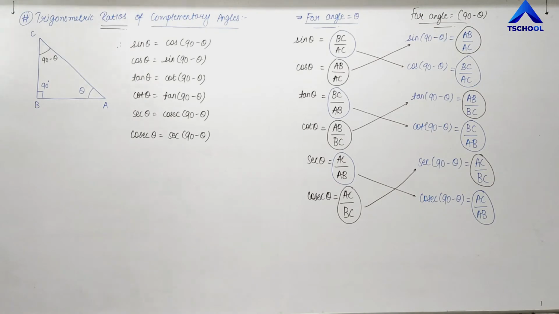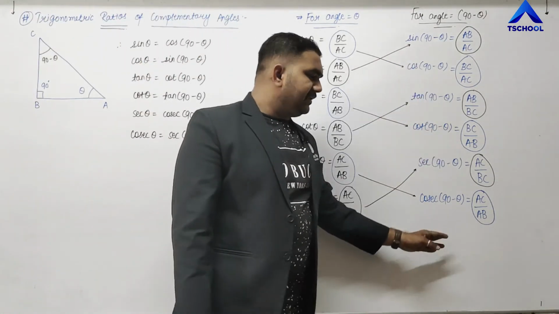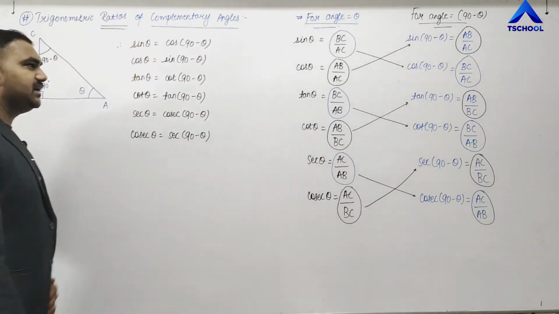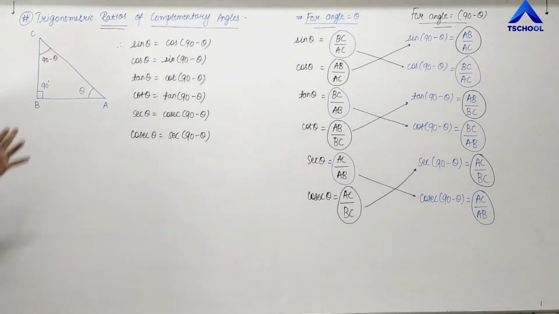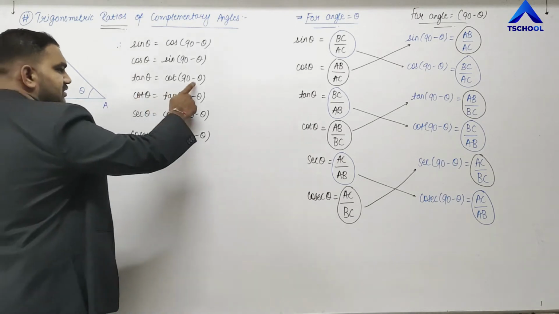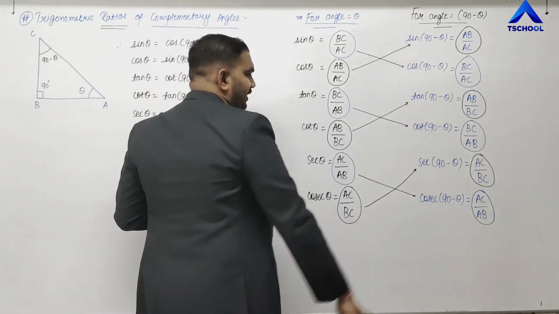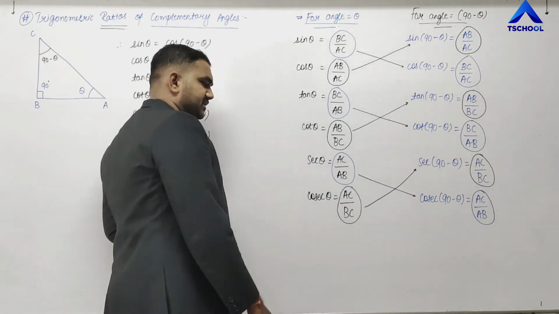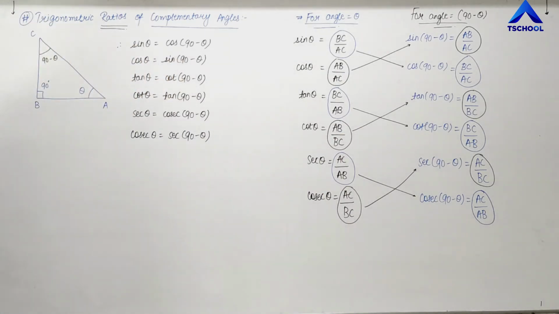Right? So these were the 6 different ratios for angle theta, for angle 90 minus theta, and we have just related both of them: sin theta is equals to cos 90 minus theta, cos theta equals to sin 90 minus theta, tan theta equals to cot 90 minus theta, cot theta equals to tan 90 minus theta, sec theta is equals to cosec 90 minus theta, and cosec theta equals to sec 90 minus theta.